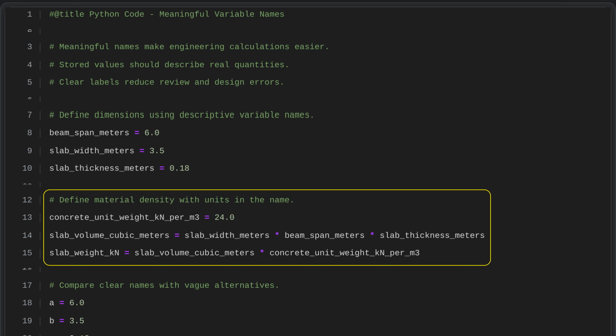Concrete density is taken as 24 kilonewtons per cubic meter. The slab volume is found by multiplying its width, span, and thickness. Then the slab weight is calculated by multiplying that volume by the concrete unit weight. This gives the total slab weight needed for engineering assessment.